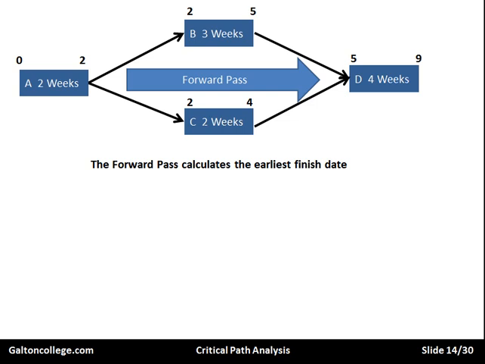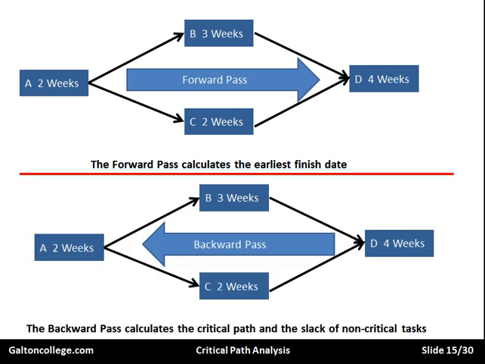Now, we have a forward pass, so we can have a backward pass as well. So the forward pass calculates the earliest finish date. The backward pass calculates the critical path and the slack of non-critical tasks. So we calculate backwards as well.